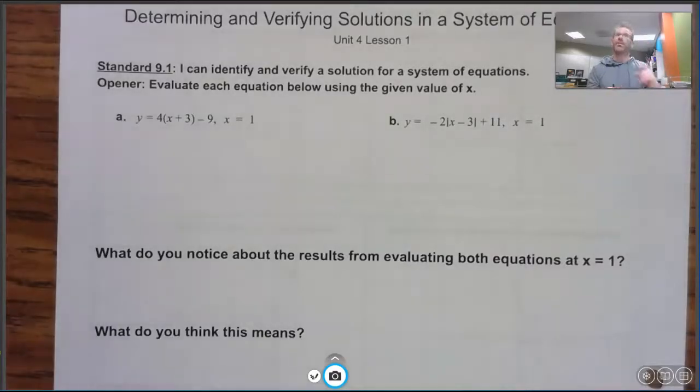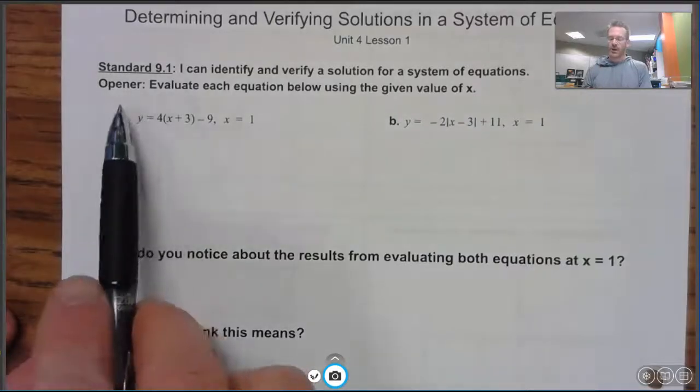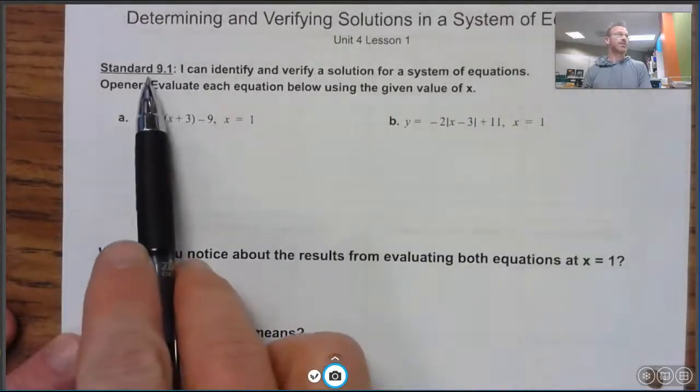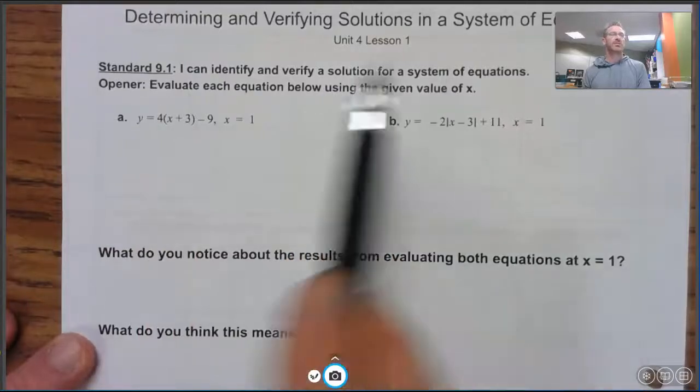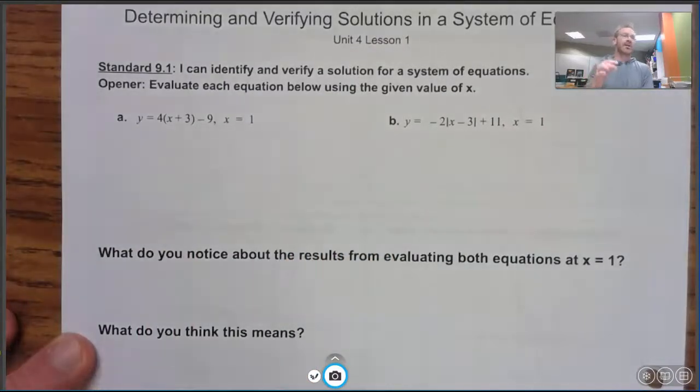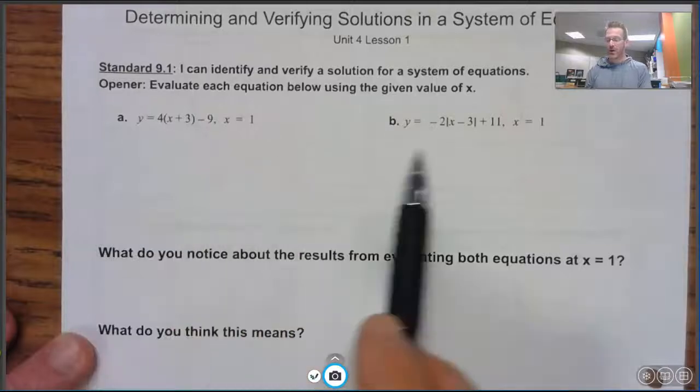And what is a system? That's what we're going to get to in just a minute. But to get you going, we're going to do an opener here, and the standard for today is: I can identify and verify a solution for a system of equations. And to do that, you have to be able to evaluate equations. And so that's why we have the opener we have today.